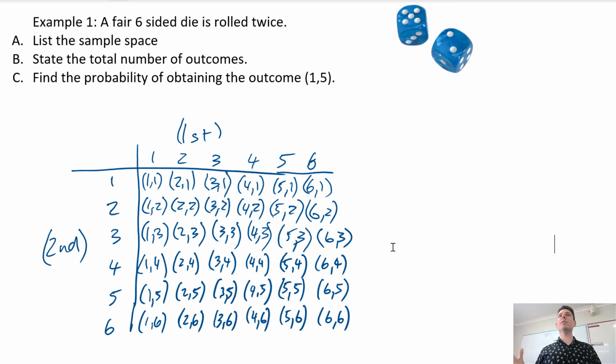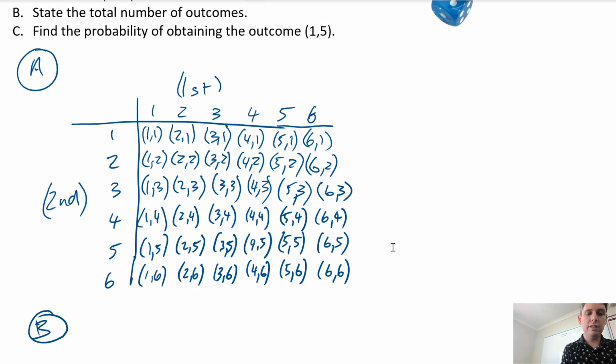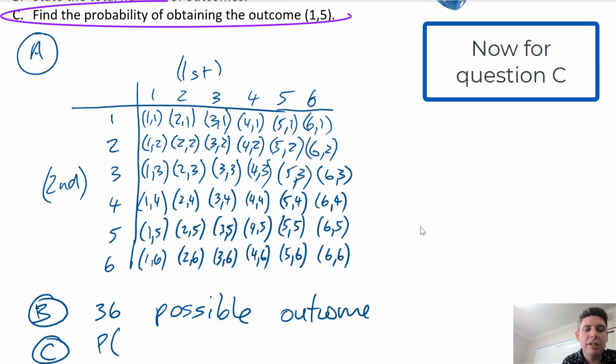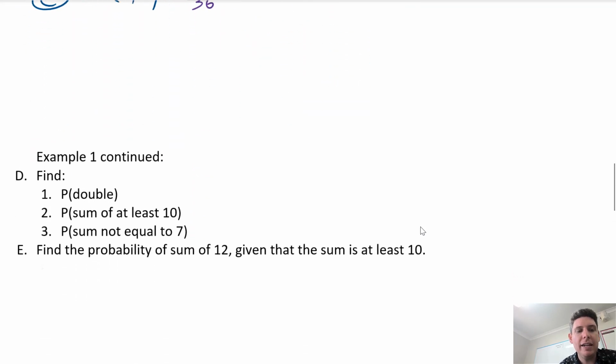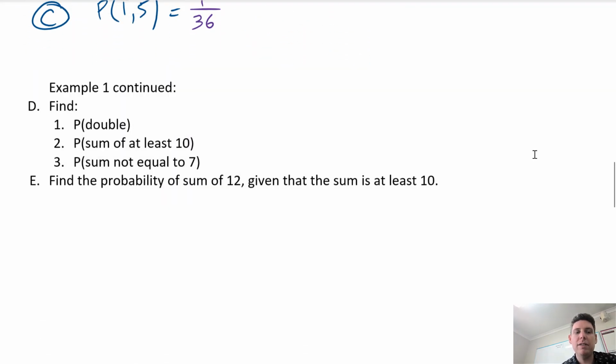How many types of rolls could I do? How many are there? 36 possible outcomes. There is only one outcome that's 1, 5. So that means it's 1 out of 36 total outcomes. Okay, let's have a go at D. So we're going to do some different ones now.